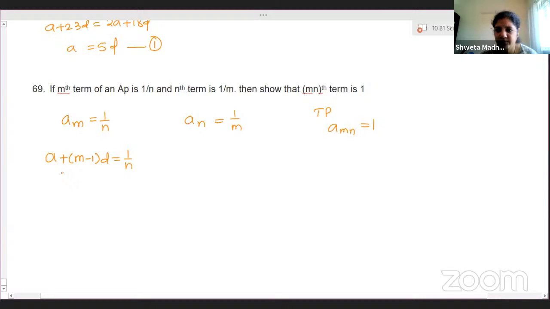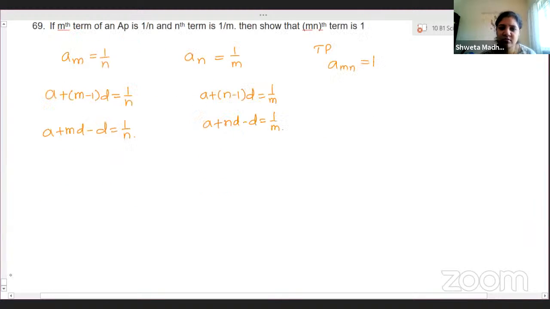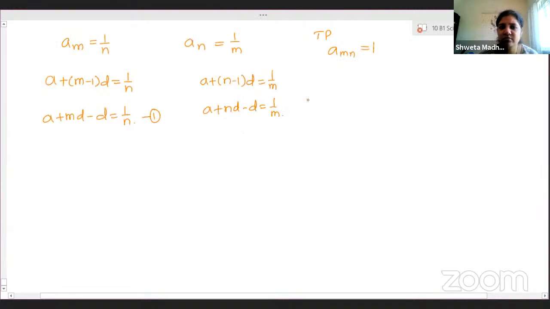Right? Open the bracket. A plus md minus d is equal to 1 by n. And this one, an is a plus n minus 1 into d is equal to 1 by m. So a plus nd minus d is equal to 1 by m.